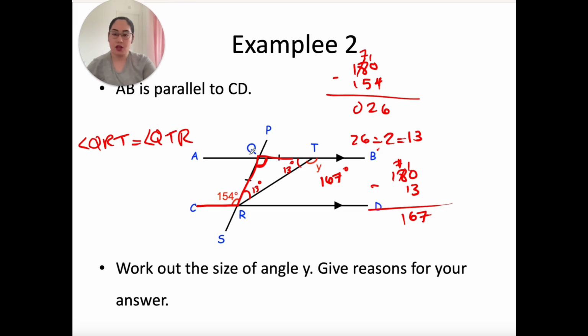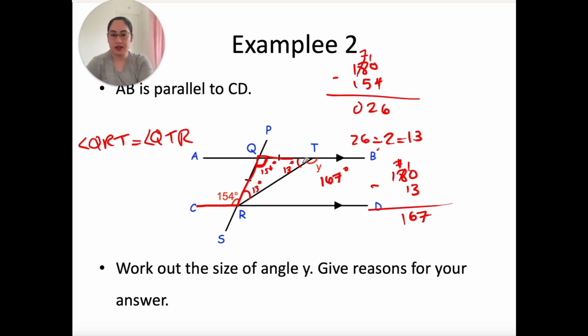TQR and CRQ are alternate angles and the same as each other. So that means this is 154 degrees. That's the second point you're going to make. Then you're going to write down the sum of the interior angles of a triangle are 180. So 180 minus 154 is equal to 26.